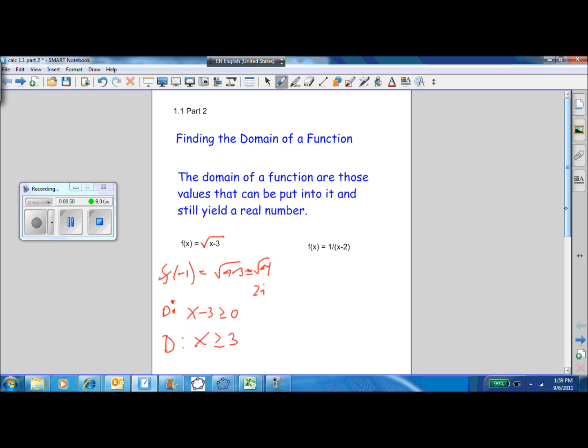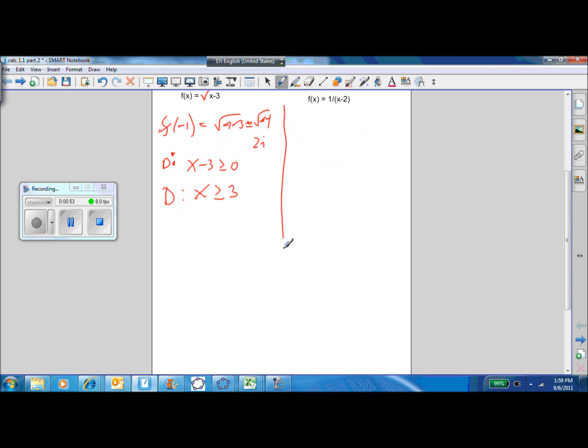And as we're going to see later on, when we graph this, it's going to go to (3, 0) and only have points to the right of (3, 0).